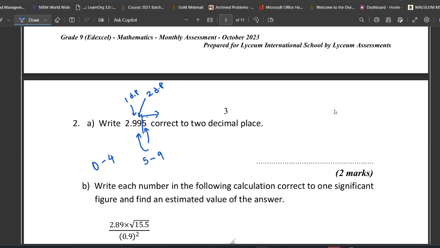So we add 1 to the second decimal place, then it becomes 10. And now if we add 1 to this, it becomes 10, and these two become 10, then this becomes 3. So our answer is 3.